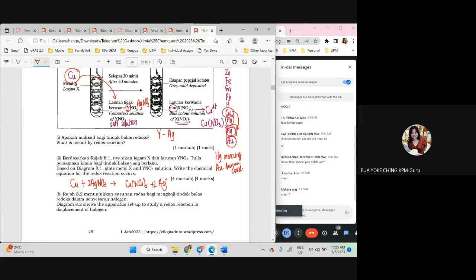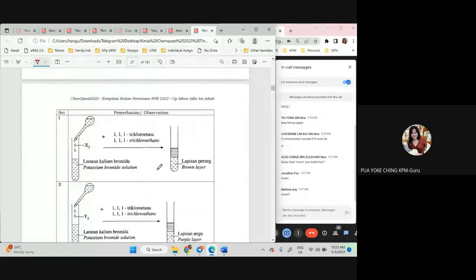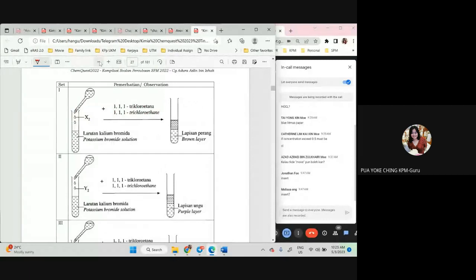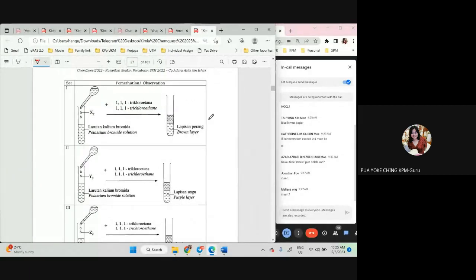Only write equation, tak bincang. Kalau dia nak bincang, then you just write lah Cu is more electropositive. Cu can displace Ag from AgNO3 solution. So, itu explain. So, next, soalan ini. Soalan ini, ramai pelajar salah.